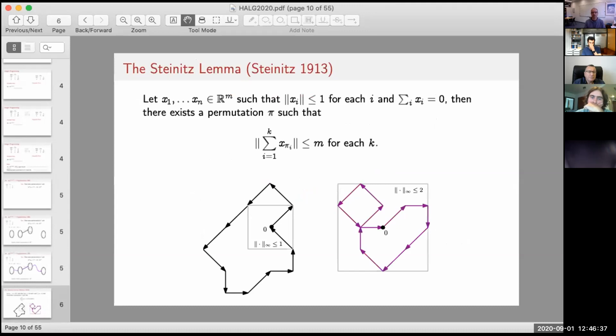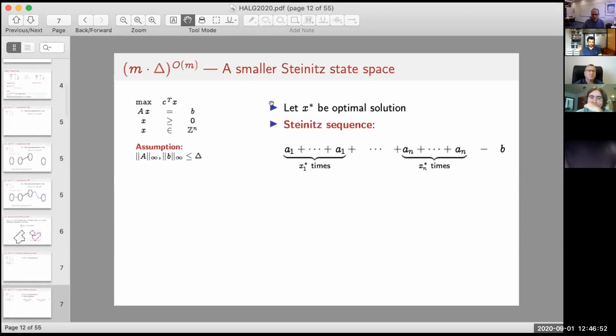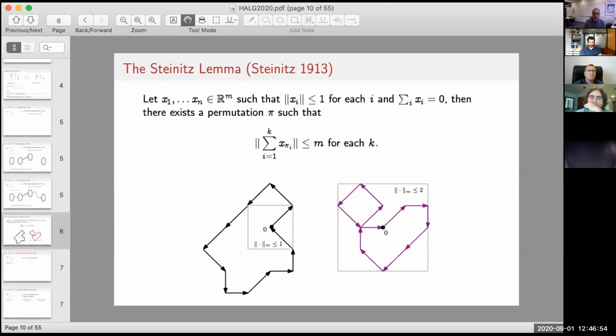This is a lemma from convex geometry from 1913. Suppose that you have vectors x1 until xn, and n here is deliberately the number of variables of our integer program from before. And suppose that they are of norm at most 1, and they sum up to 0. Then we can rearrange these vectors, xi, such that each prefix sum, where we stop the sum at k, will not be of norm more than m.